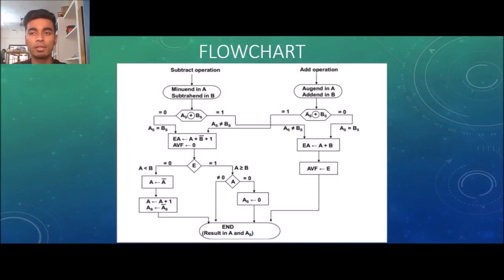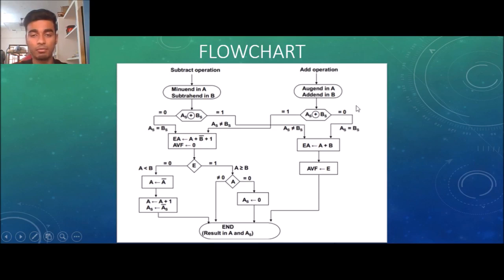Now, finally, we are going to have a look at the flow chart. Now, for add operation, we have augend and addend, which is A and B. And for the subtract operation, we have minuend and subtrahend, which is A and B as well. Now, first, to do any kind of operation, we will compute the XOR of both the sign bits, that is AS XOR BS.